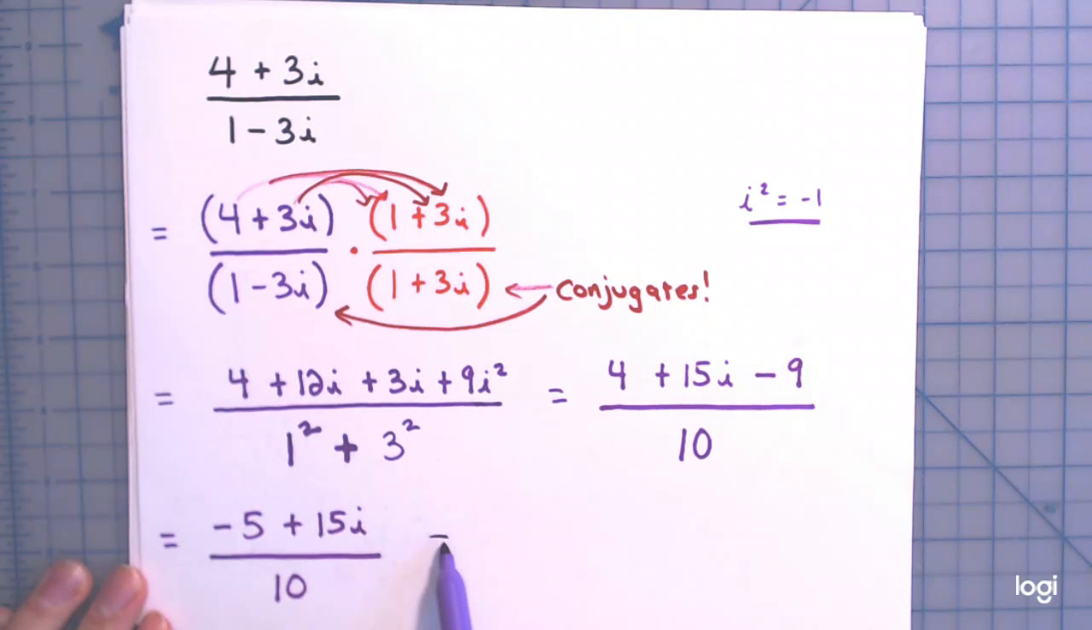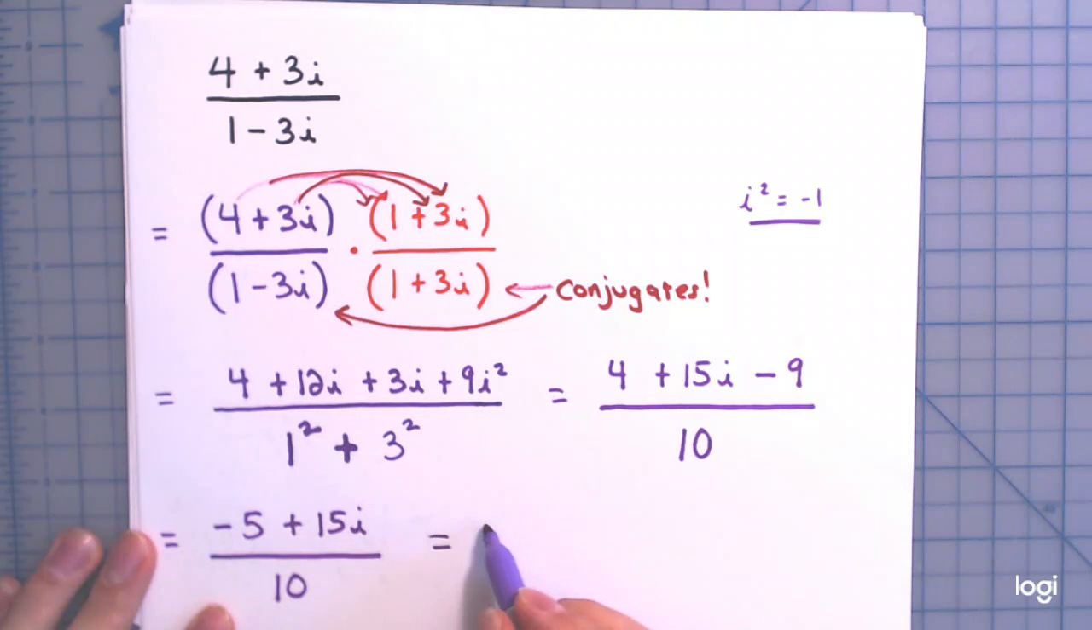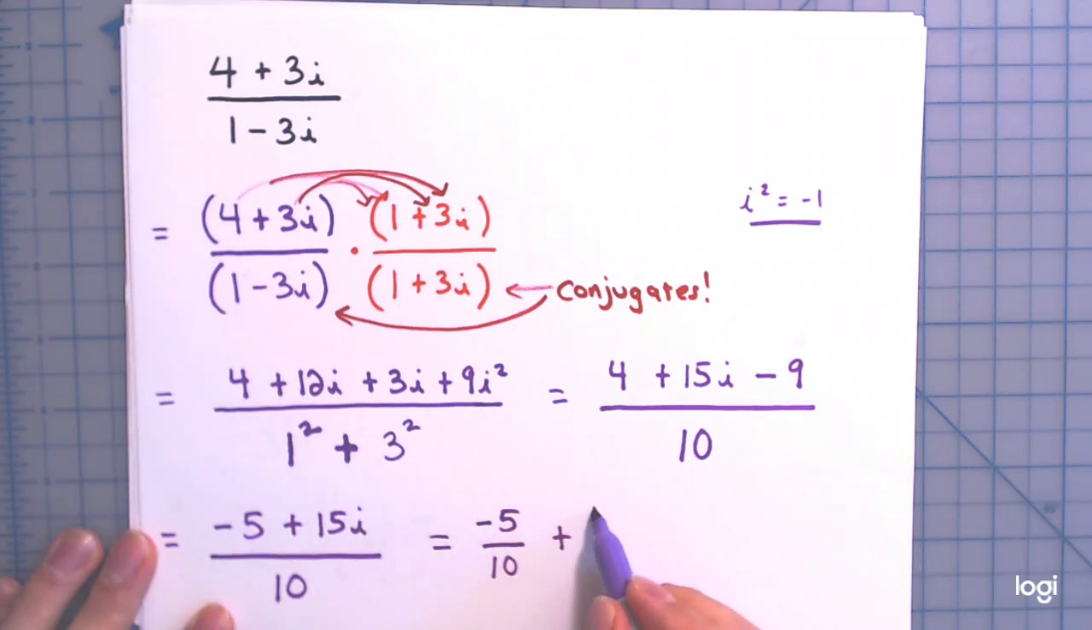So as I did in the previous example, the numerator has multiple terms. You can divide each of those terms by the denominator, right? So creating the sum of two fractions. So we have, the first fraction, negative 5 divided by 10. Then we have a plus, and then the next fraction, 15 times i divided by 10.